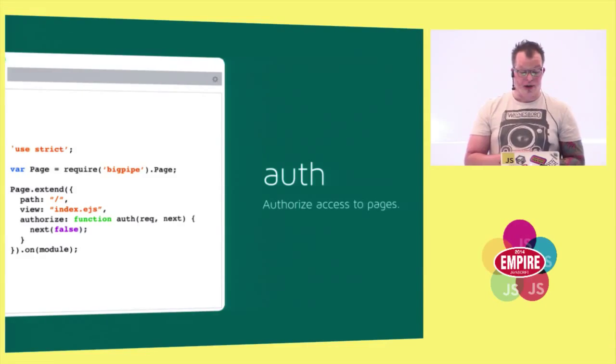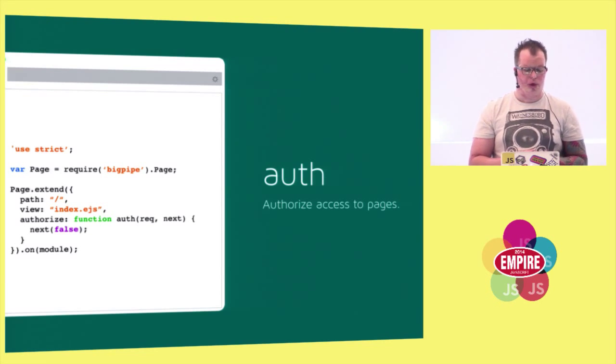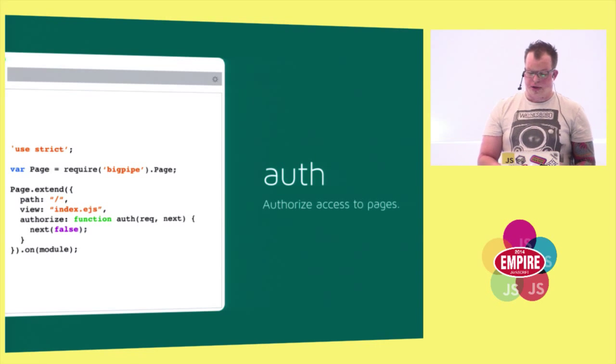Just like pagelets, a page needs to be able to get authorized. This is also done using the same method, just an authorize function, and you call the next callback with a boolean, just to show if the user is authorized or not to access this page.